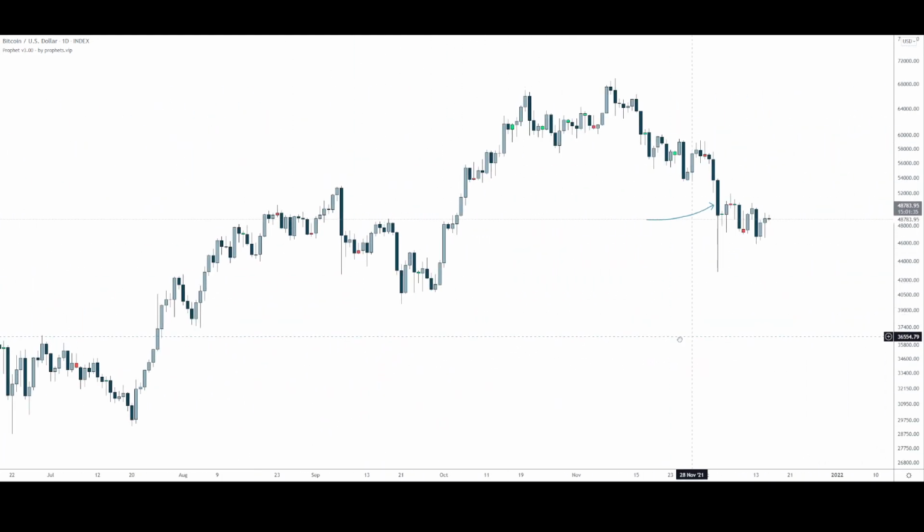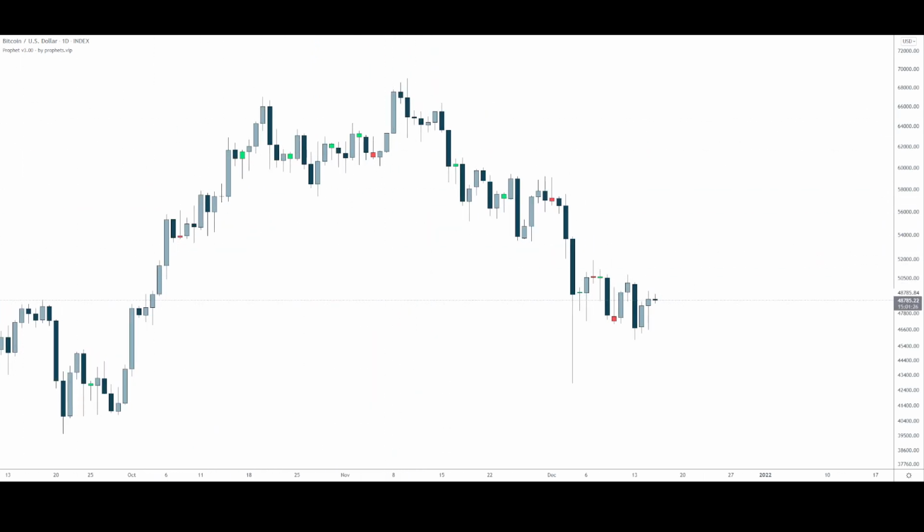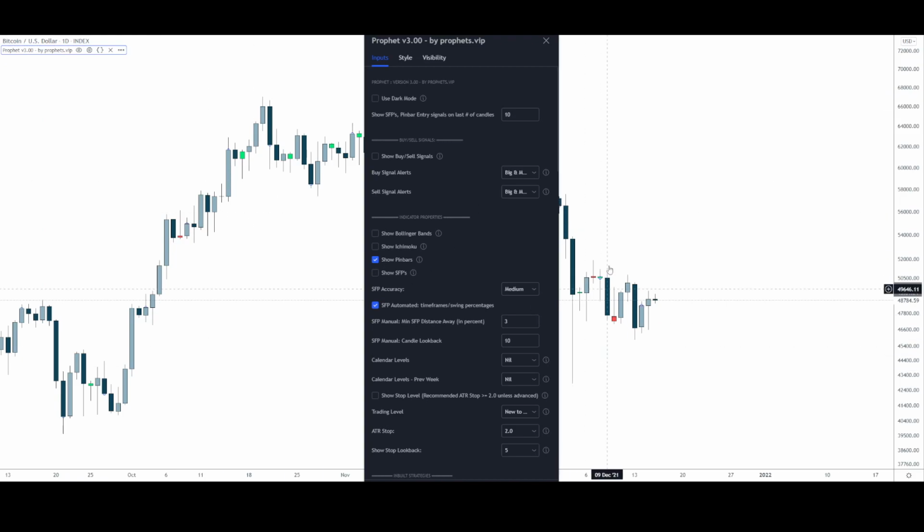It does miss a couple as well, so it won't grab every single one. It's very hard to fine-tune the pin bar logic, so there will be some that it'll miss, okay? So cool, it finds you pin bars.